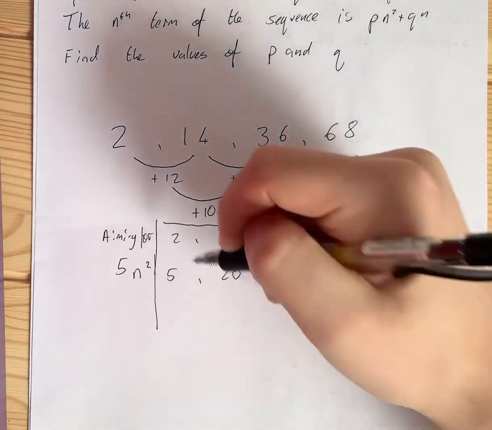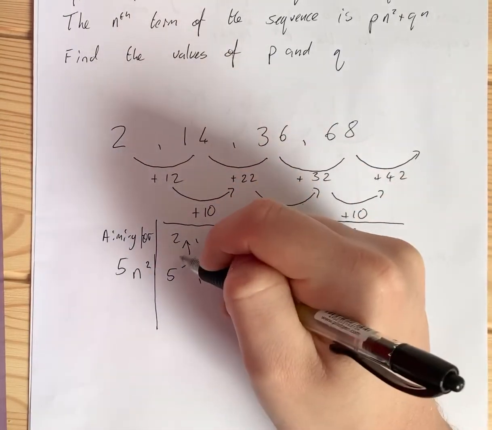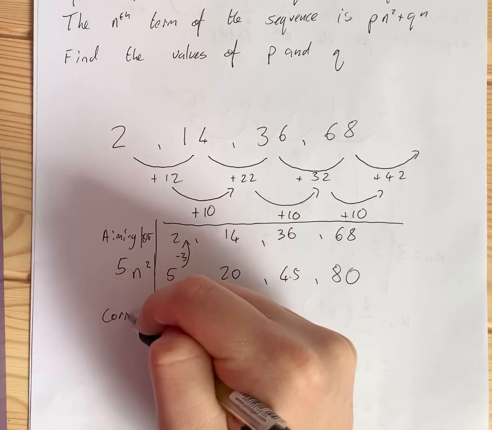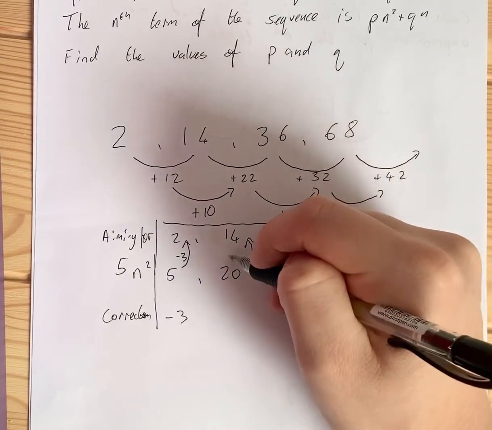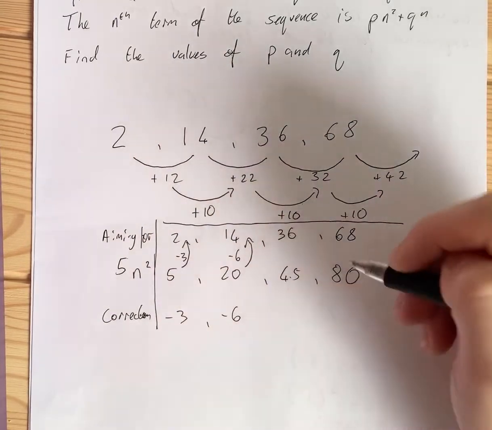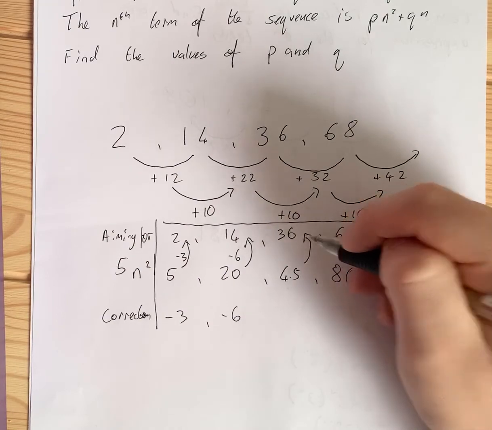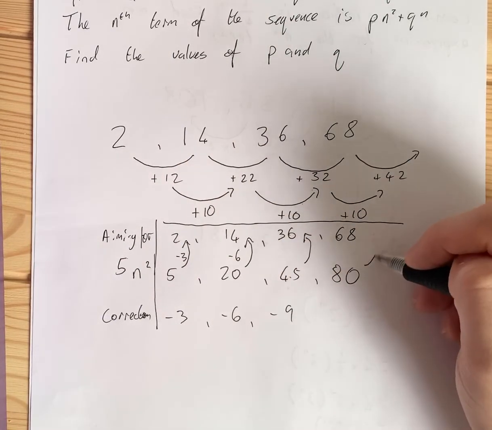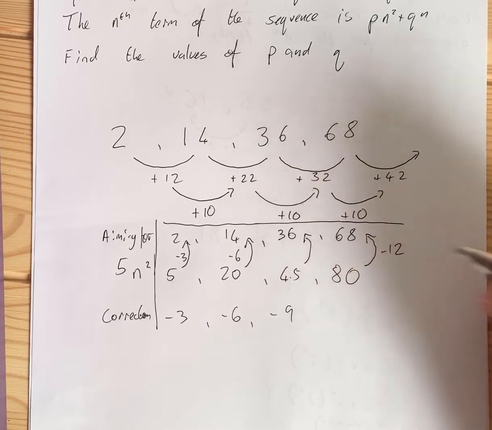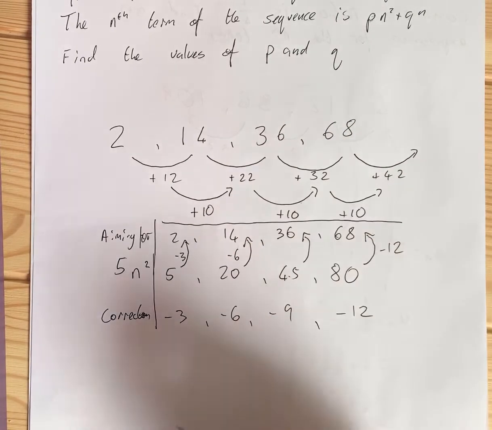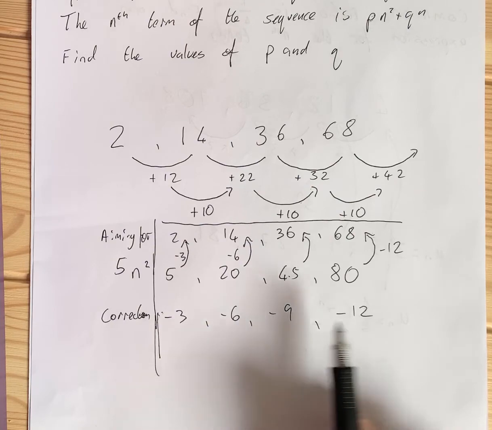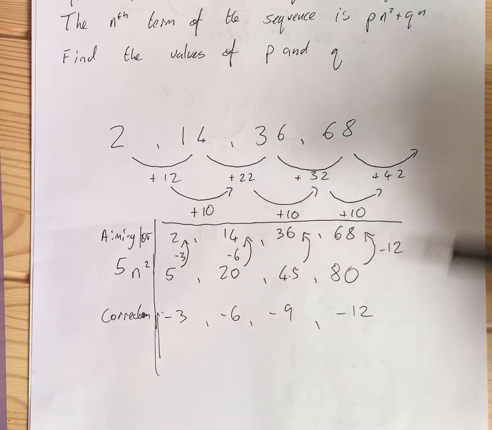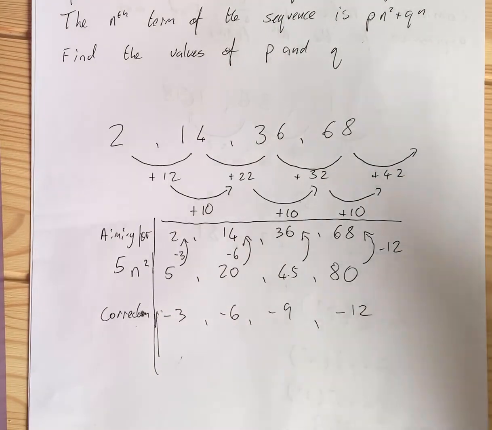I need to make a correction. To go from there to there, I'm going to subtract 3. So right here, correction. Subtracted 3. From there to there, I've subtracted 6. From there to there, I've subtracted 9. And from there to there, I've subtracted 12. So the correction for the first one will be -3, the second one will be -6, the third one will be -9, the fourth one will be -12. Notice with a quadratic sequence, our correction is going to be adding or subtracting. In our geometric sequence, our correction was multiplying.